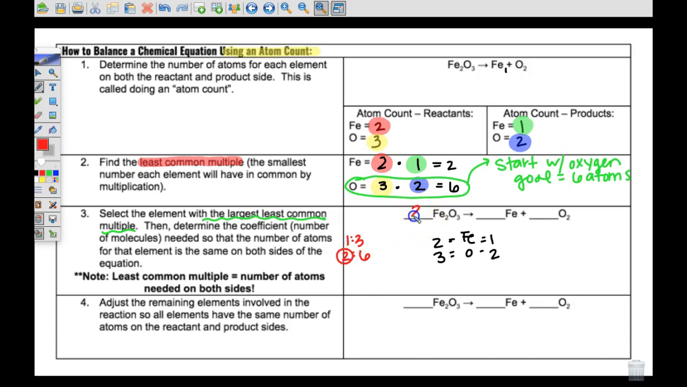So if I put a big 2 in the front, I can take my coefficient and multiply it by my subscript. So 2 times 3 is 6 atoms of oxygen. But because the 2 is also in front of the iron, it affects that as well. So 2 times 2 is 4 atoms of iron.